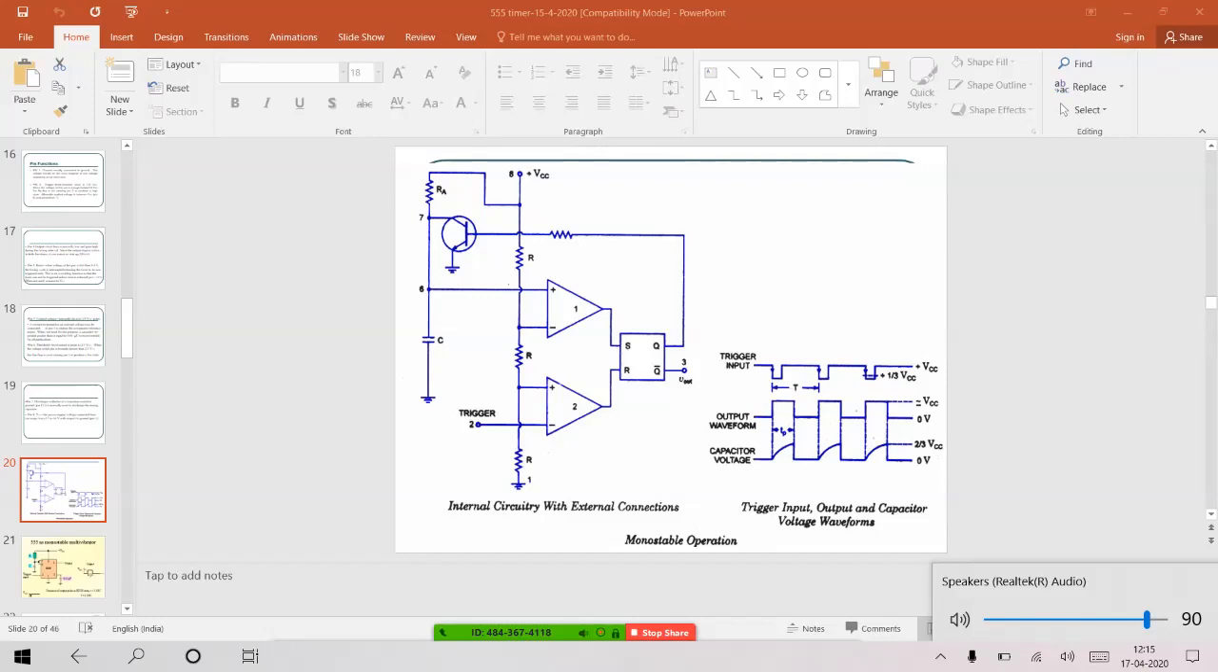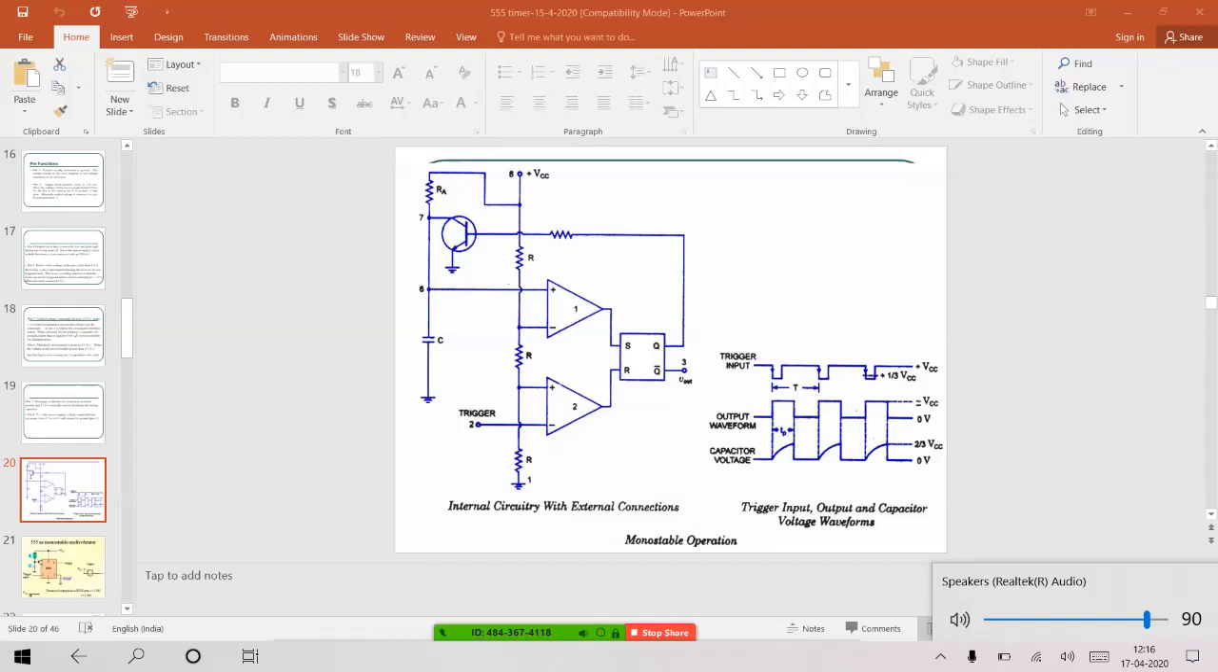Once it discharges, the output is in low state. But again, it will go to high state only when you apply again a trigger pulse with magnitude less than 1 by 3 VCC. Please keep this in mind. So what I'm trying to tell is output goes high only when you apply the trigger pulse with magnitude less than 1 by 3 VCC. Means what? Until and unless I apply trigger pulse, output will be in low state. Output is in zero state. It is in stable state. Only that stable state you can change by applying the trigger pulse.